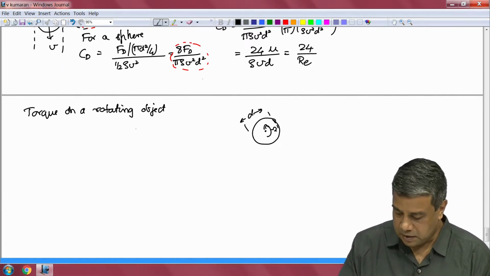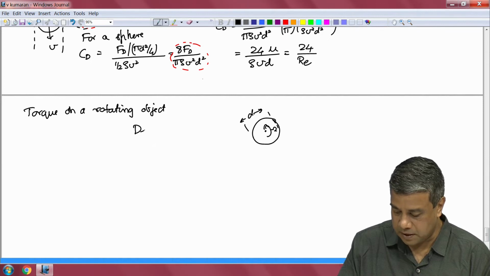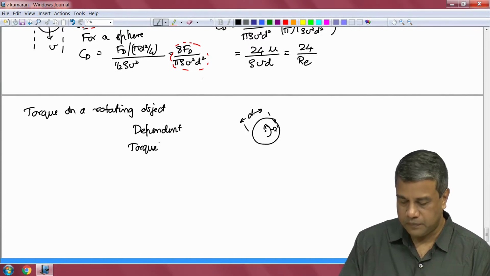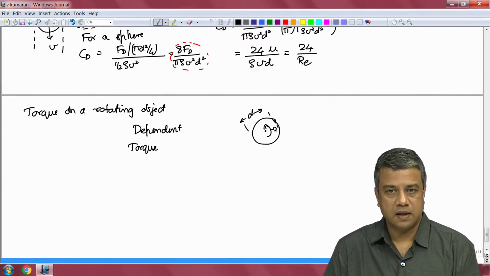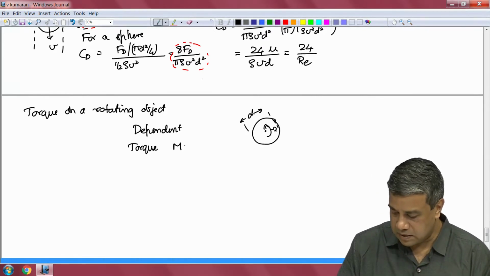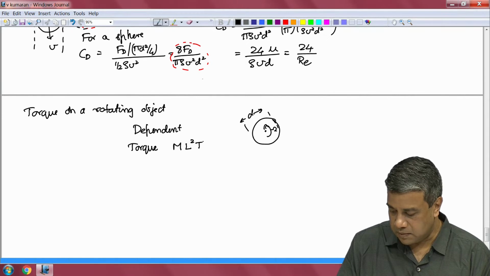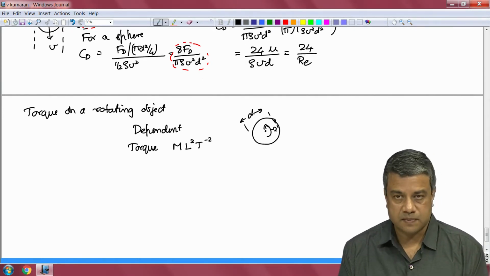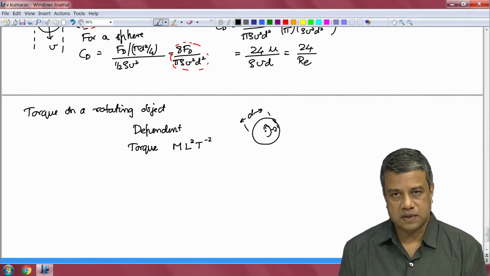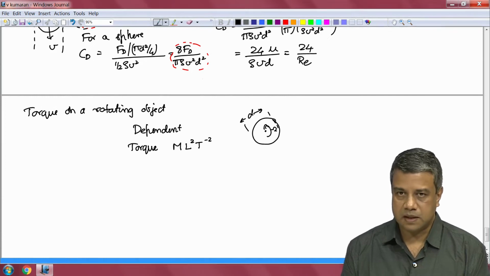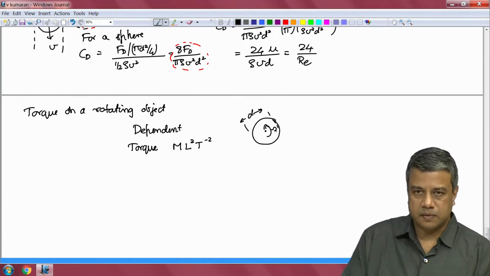So, the dependent dimensional parameter is the torque. We had already calculated the dimension of the torque. It is going to be equal to mass length square t power minus 2, if you recall. Torque has dimensions of force times distance. Force is mass into acceleration, m l t power minus 2. Multiply that by distance and you get m l square t power minus 2.